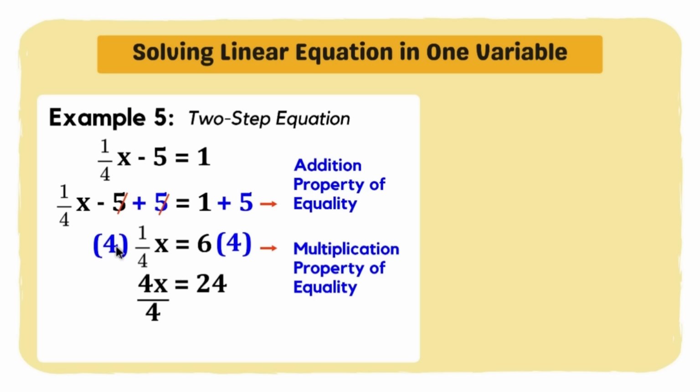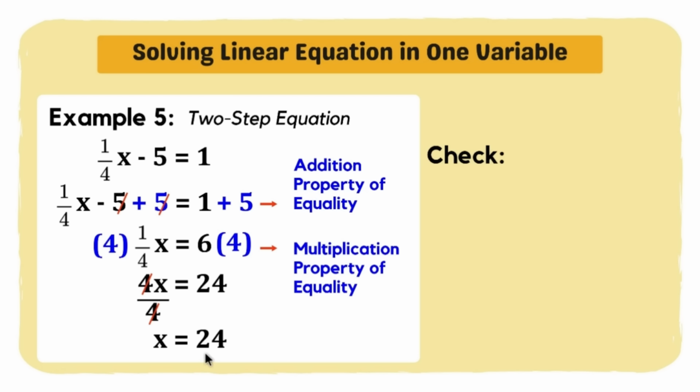So now we have 4 times 1 divided by 4. So it's 4/4x. Okay, or 4x over 4. Ito naman po, 6 times 4 is 24. So we can cancel out this one. 4/4 is 1. Maiwan na lang si x dito. So we have here x is equal to 24. Therefore, our answer is x is equal to 24.